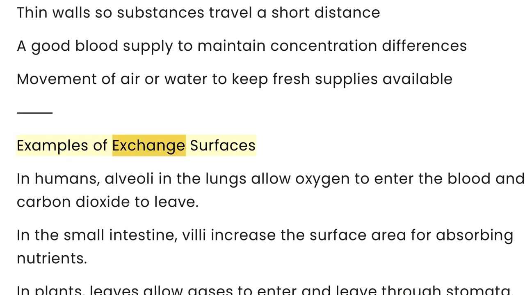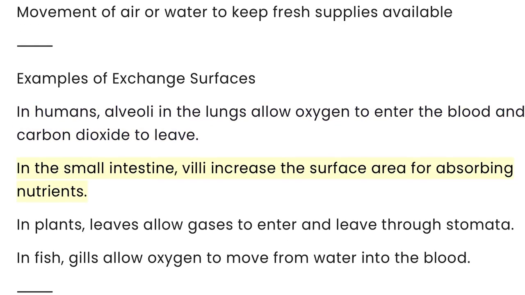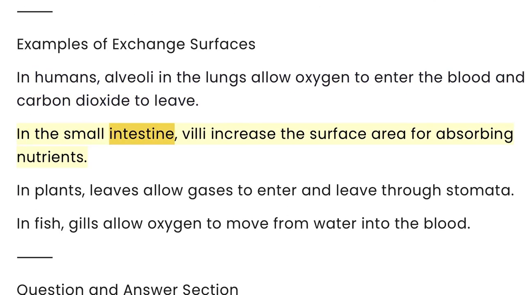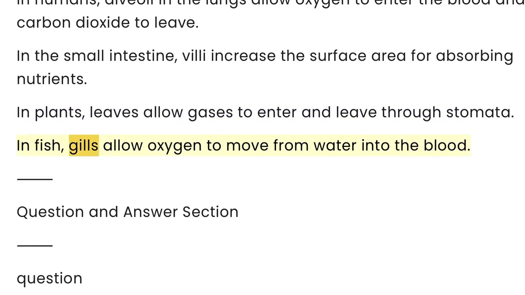Examples of exchange surfaces. In humans, alveoli in the lungs allow oxygen to enter the blood and carbon dioxide to leave. In the small intestine, villi increase the surface area for absorbing nutrients. In plants, leaves allow gases to enter and leave through stomata. In fish, gills allow oxygen to move from water into the blood.